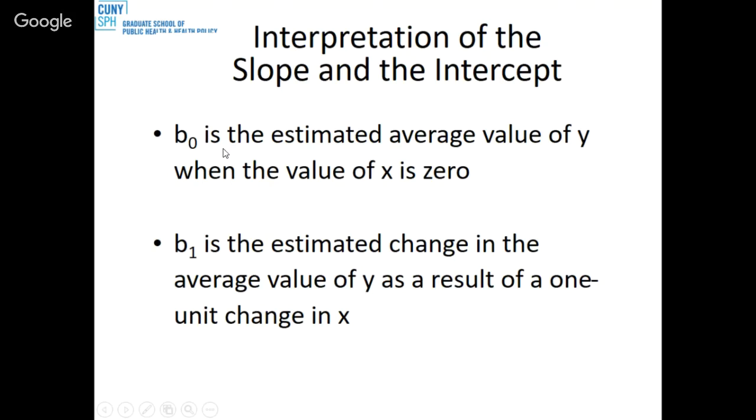These terms have interpretations. b0 is the estimated average value of y when the value of x is 0. That's the intercept. And the slope is the estimated change in the predicted value of y as a result of a one unit change in x. So if x is in kilograms, it's how much y changes for a change of 1 kilogram. So both of these have units.